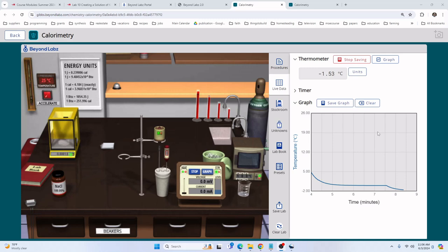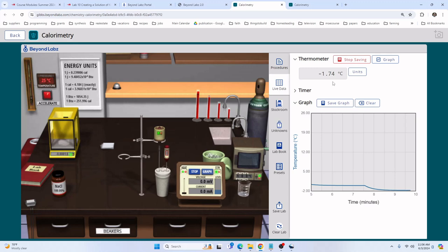Now we're going to observe our temperature change until it stabilizes, or maybe until it begins to increase again. So we see here that we're at negative 1.61, negative 1.62. So we're still going down. We don't want to stop saving yet. I'm going to click the accelerate button, and I'm going to wait until the temperature begins to increase again or stabilizes for a while.